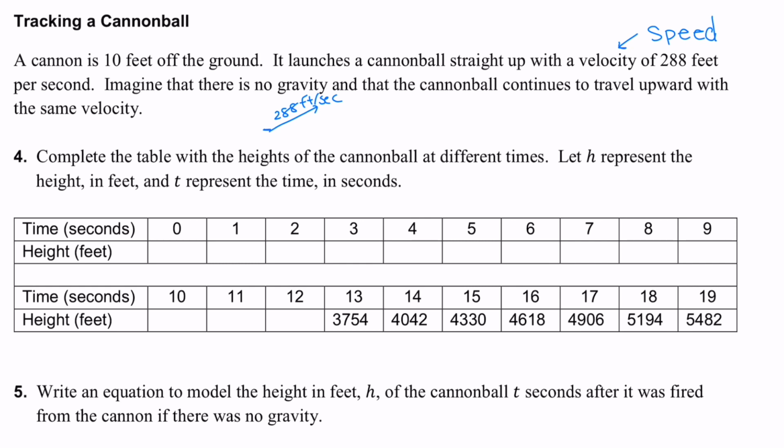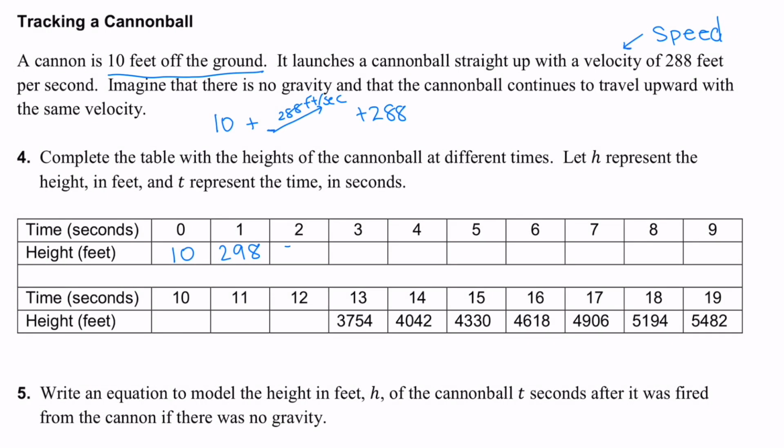So if I start at 0 seconds, the cannon is 10 feet off the ground. So at 0 seconds, we're starting at 10 feet. But then every second it goes up another 288 feet. So after 1 second, we take 10 feet and we add 288 feet, which gives me 298 feet. After 2 seconds, we're going to add another 288 feet because it's another 288 every second. This gives us 586 feet. We add another 288 feet.